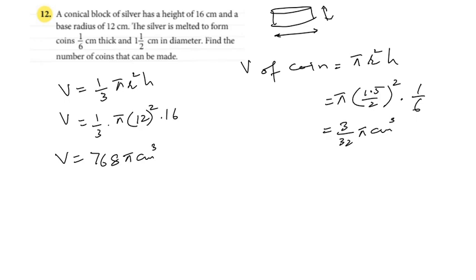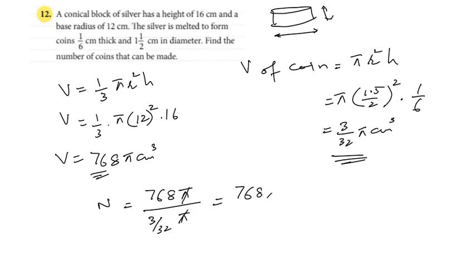Now we have to find how many coins we can make out of this volume. So the number of coins n would be equal to 768 pi divided by 3 over 32 pi, and this pi will be cancelled. So 768 multiplied by 32 divided by 3, we get the value 8192. 8192 would be the number of coins which we can make.